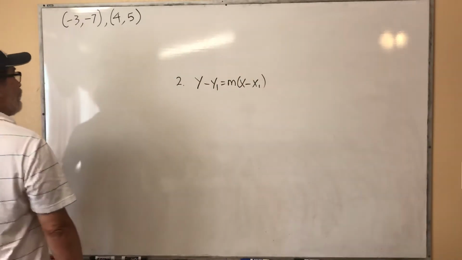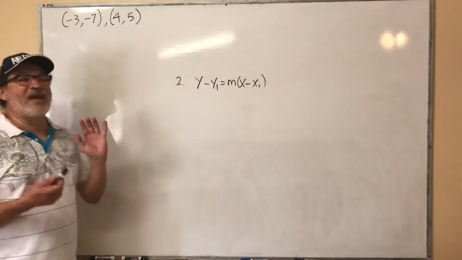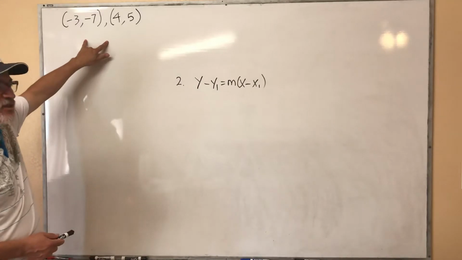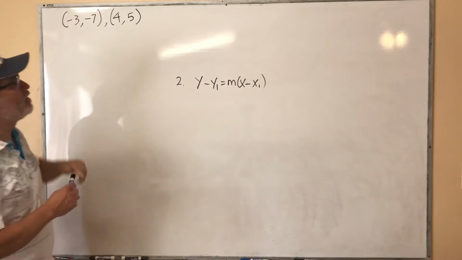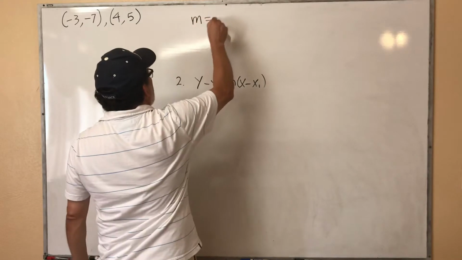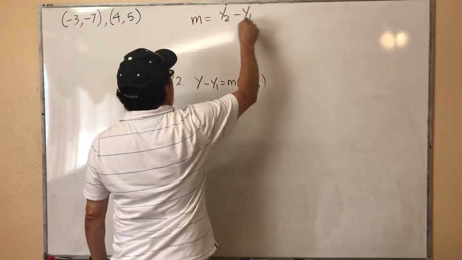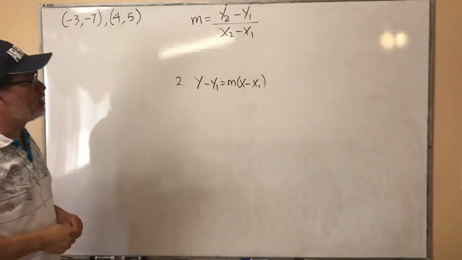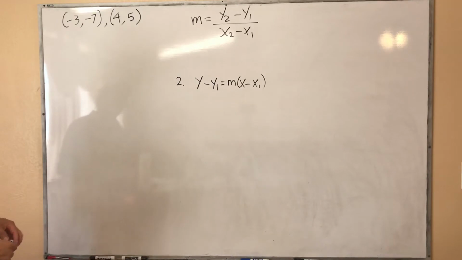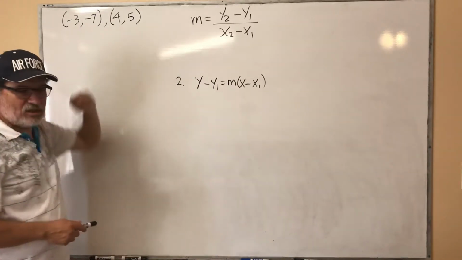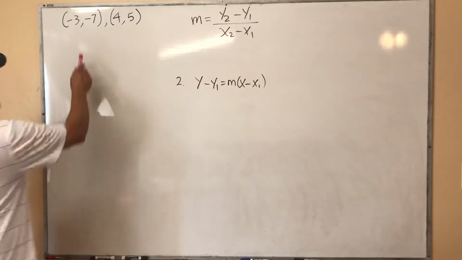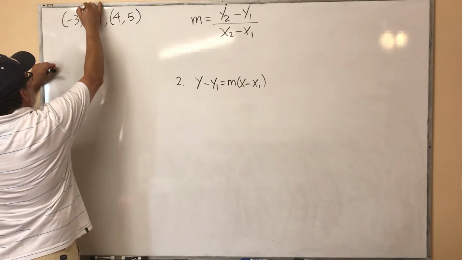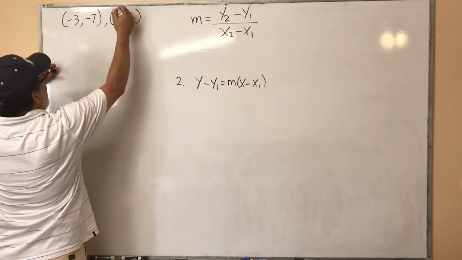Okay. So first, we need m. We need to find the slope. So we can find the slope by the slope formula. The slope formula says y2 minus y1 over x2 minus x1. Okay? So you label them. It doesn't matter which one. You want to call this one the first? Okay, call this one the first point. First. This must be the second.